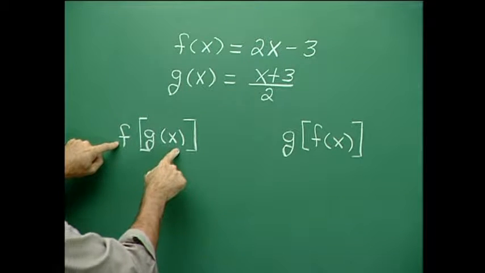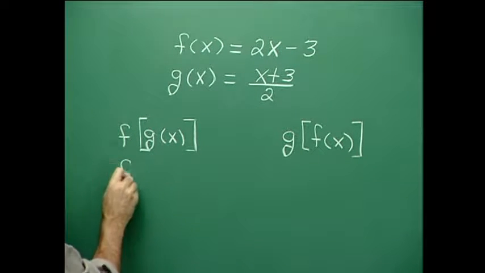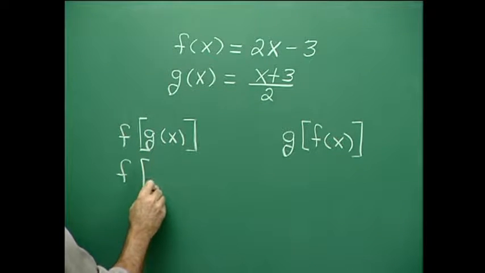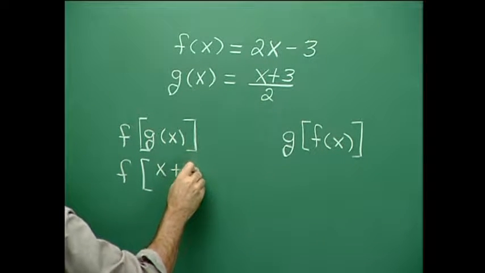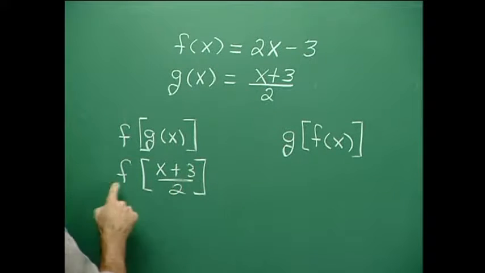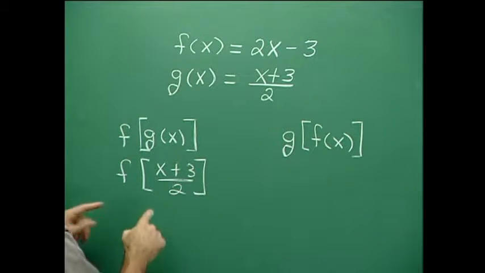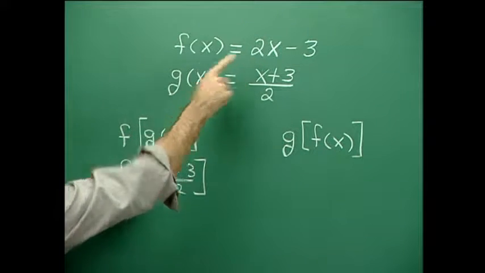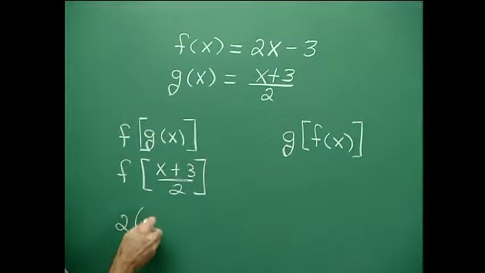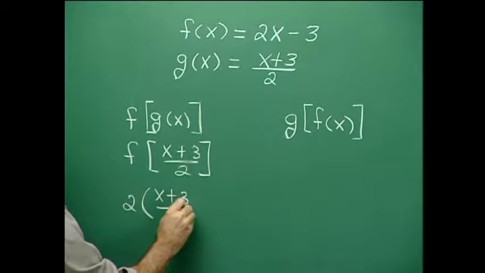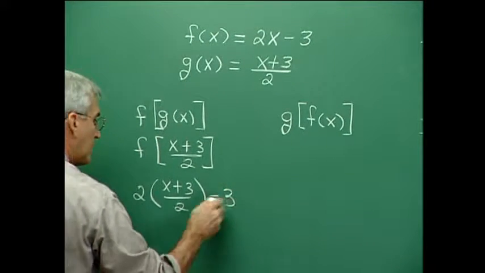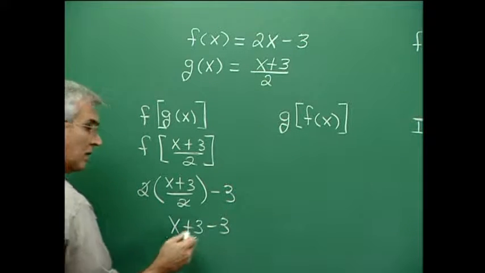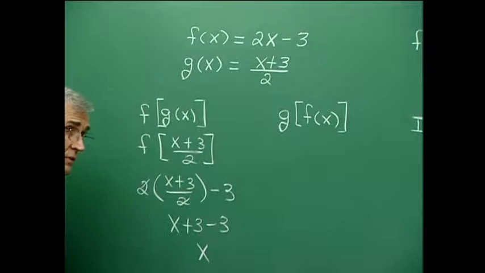Let's see. f of g of x means f of, what is g of x? g of x is that fraction. So it's f of the fraction. Now, f of the fraction means in the f function replace x with the fraction. So we're going to take that expression and replace x with a fraction. So we have 2 times the fraction, then minus 3. The 2's go out here, and we have x plus 3 minus 3. The 3's go out, and we have x.